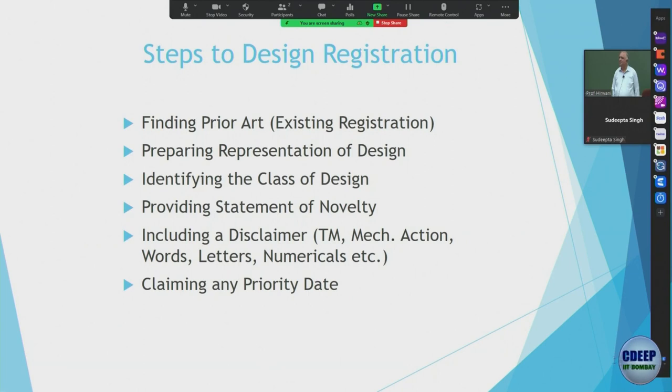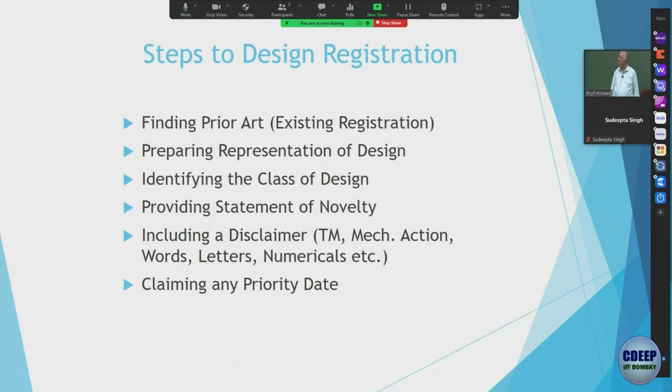How do you do design registration? You find prior art, like in a patent. Is there an existing registration? Is the design registered already? There are international databases where you can search. Then you prepare a representation of the drawing. How does it look? And what are the novel features there? Then identify the class of design, because furniture has a separate class. Leather goods is a separate class, packaging bottles have a separate class. So, in which class do you want to register?